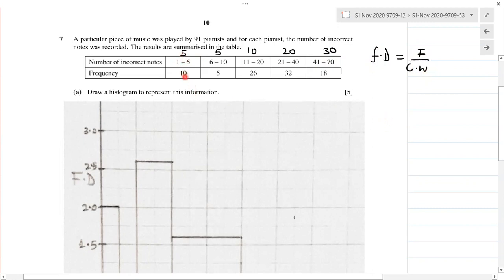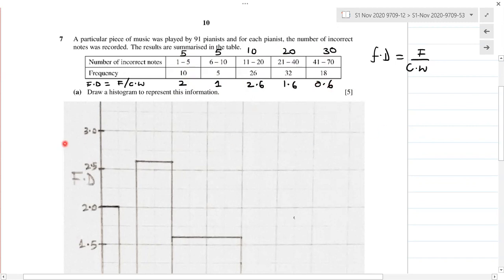So these are the corresponding frequencies for these. If we calculate the frequency density, which is frequency divided by class width, we get the corresponding frequency densities. 10 divided by 5 is 2. Then 5 divided by 5, that's 1. Then 26 divided by 10, that's 2.6. 32 divided by 20, that's 1.6. 18 divided by 30, that's 0.6.